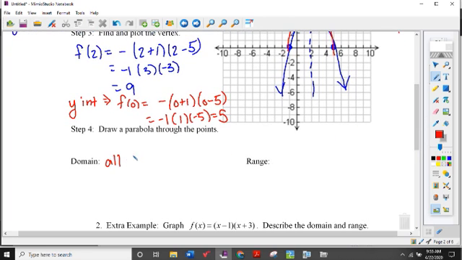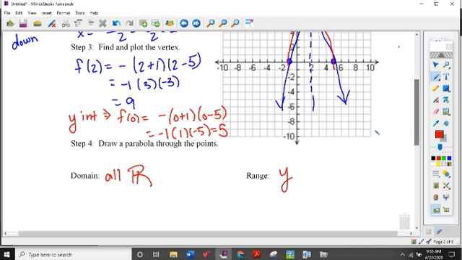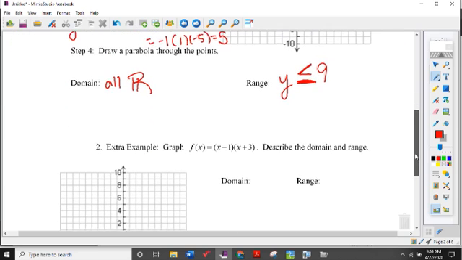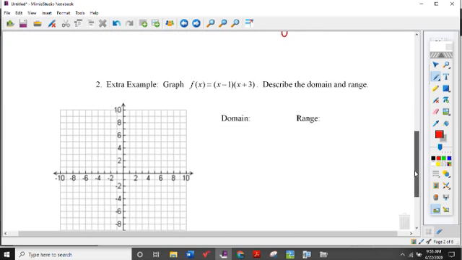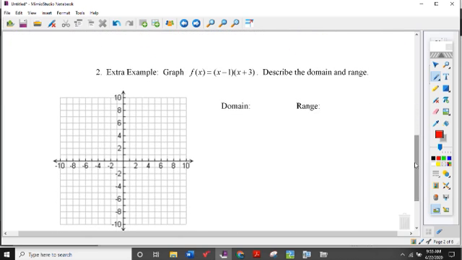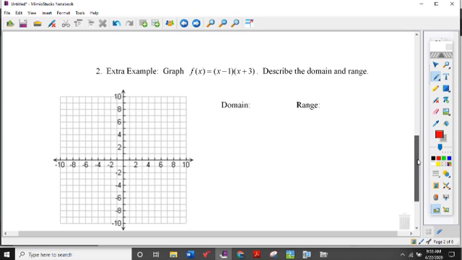Domain, still all real numbers. And the range is based on the y value of the vertex, which is 9. My graph is below, so it's less than or equal to. This is what I forgot in the previous videos, the or equal to part. Okay, one more example, and then I'll move on to the next video.